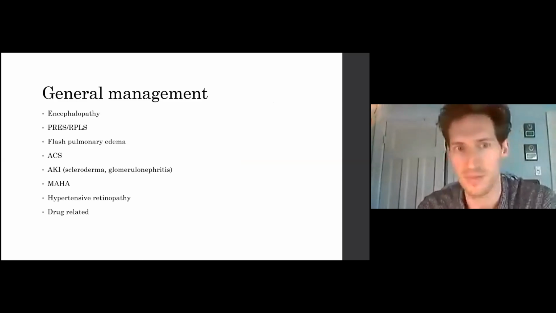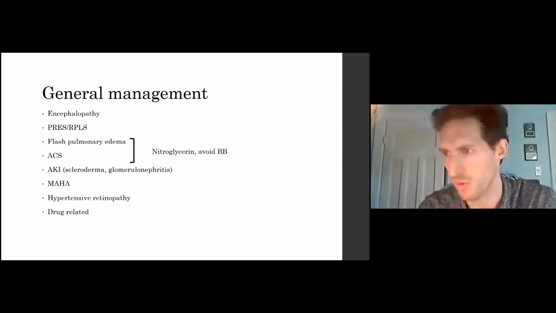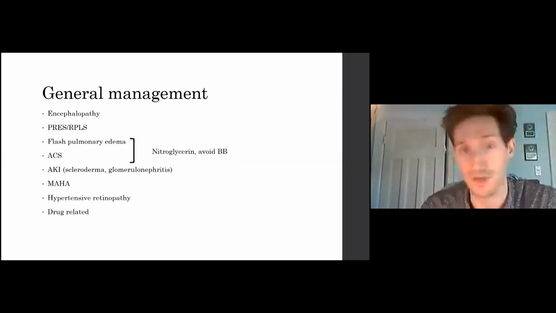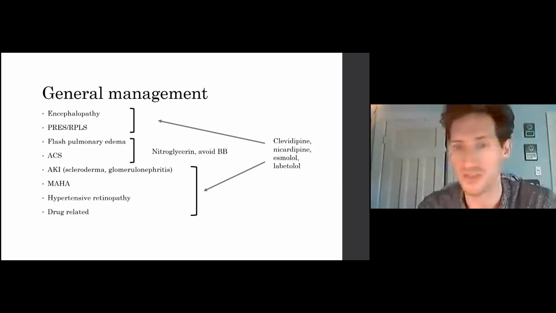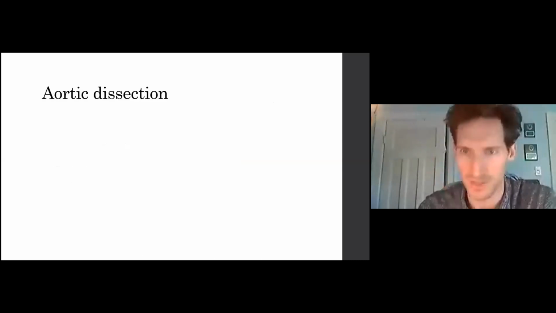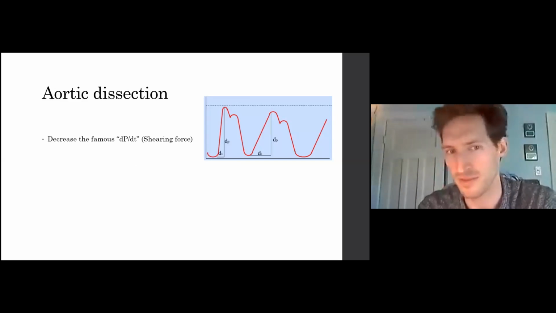As far as the medications to use, nitro is great for basically your cardiac patients. Beta blockers maybe should be avoided a little bit because they'll decrease your cardiac output. And then for everything else, it's whatever you're comfortable with, to be honest. There are no studies that show one is better than the other. Aortic dissection is basically about decreasing the dP/dT, basically the shearing force, right?